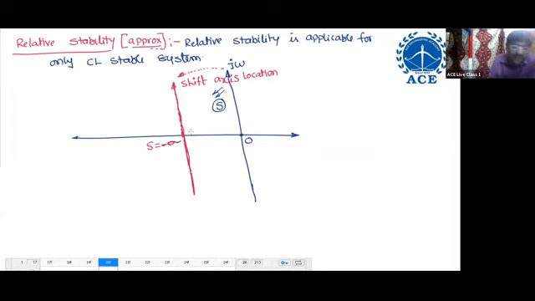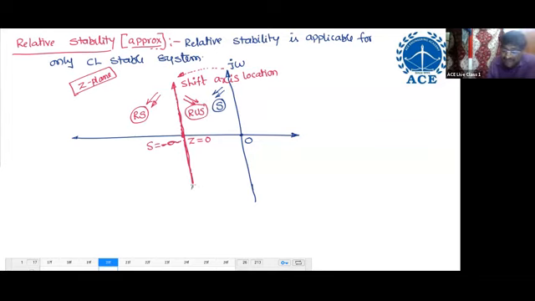After shifting, we consider it a new plane, called the z-plane. Here z equal to 0. With respect to z equal to 0, we have to check the poles. In case poles lie left of z equal to 0, the system is relatively stable. If they lie right of z equal to 0, the system is relatively unstable.